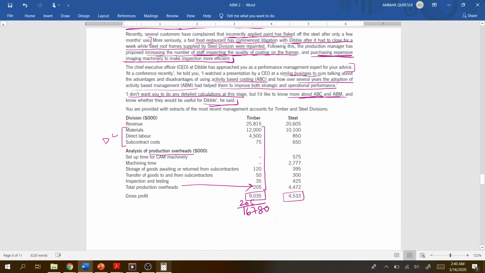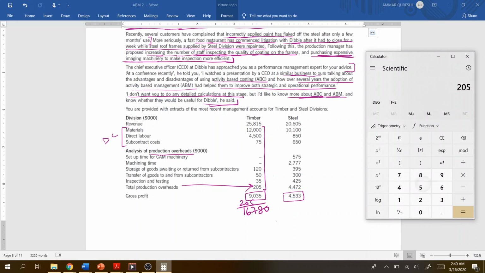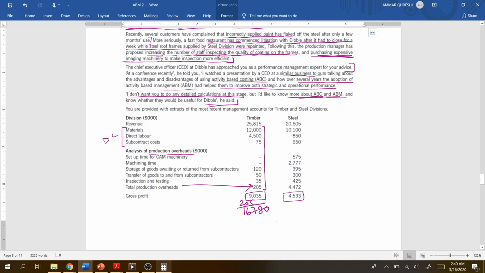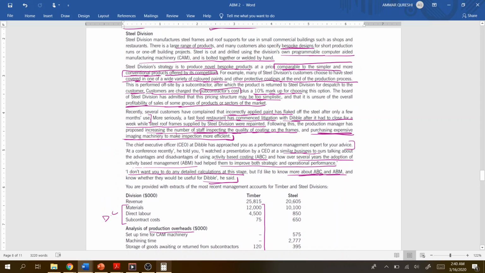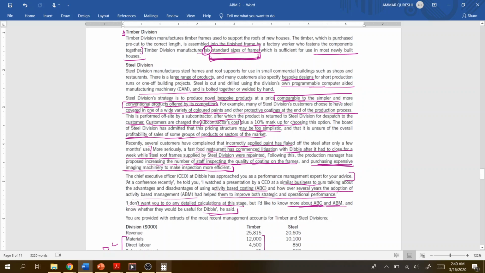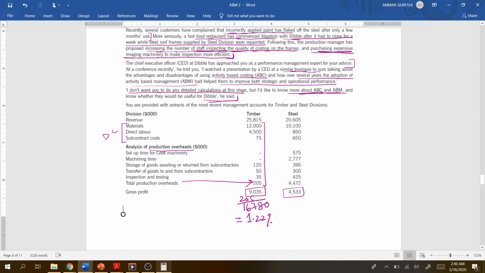This is the total cost, and overheads are 205. So 205 divided by 16780 times 100. Overheads are 1.22% of the total cost. So this means what? Despite having multiple products, despite probably having a different nature of the product, because every product is of a different size, the total overheads are just 1.22% of the total cost.